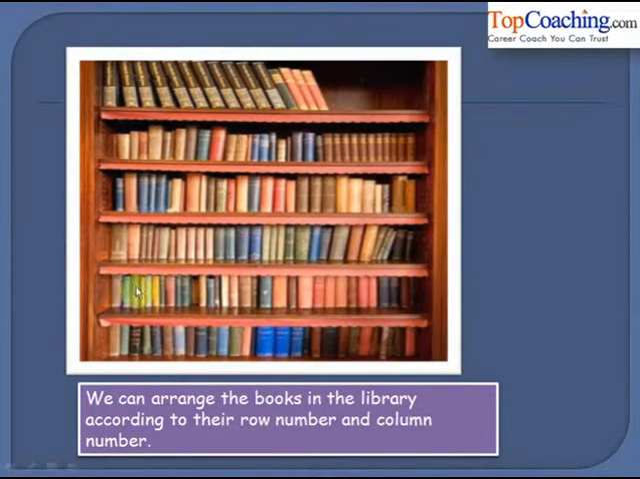Similarly, if we see this book, what is the row number of this book? Definitely the row number is 5 and the column number would be 3. That is, this book is placed in the 5th row from the top and it is the third book from the left. So this gives us the exact position of this book. And this is the way we can arrange the books in a library according to their row number and column number. Because if we don't do that, then locating the exact position of any book in the library becomes very tedious. So that was about the position of any object on the plane.